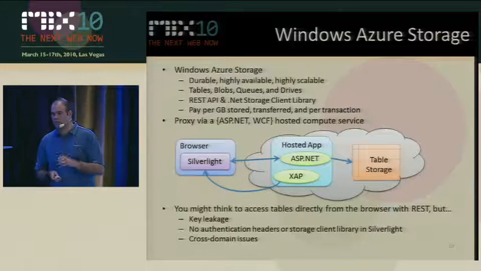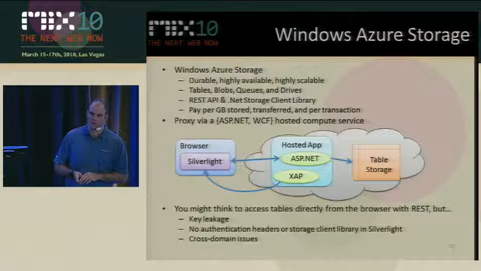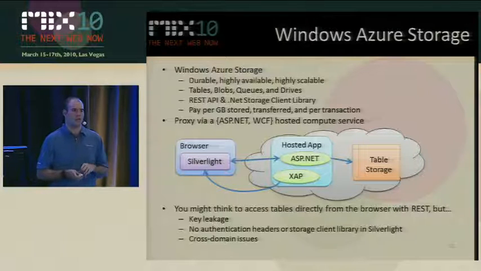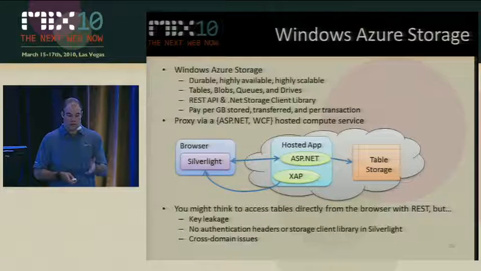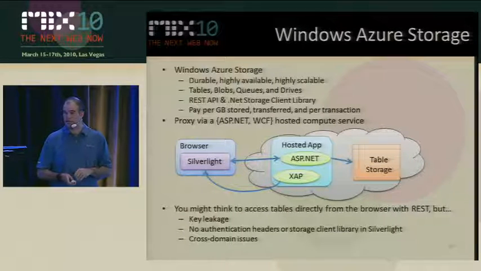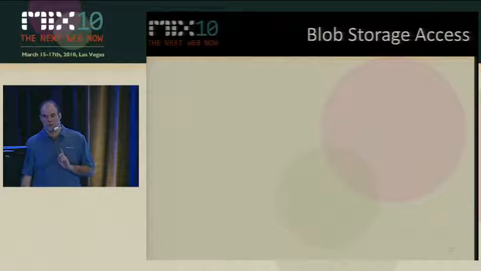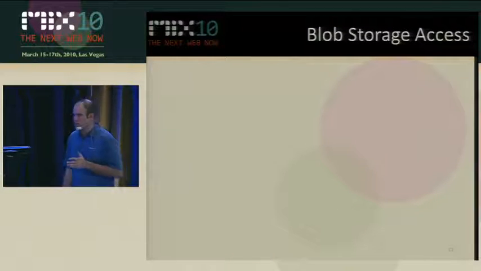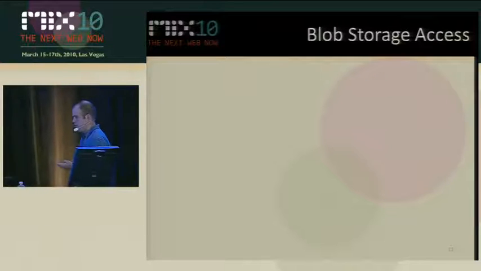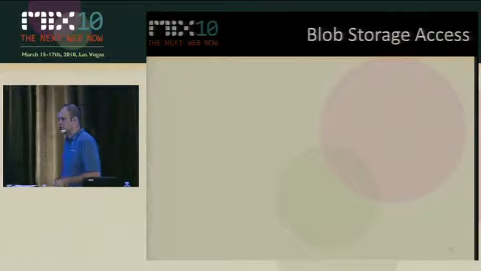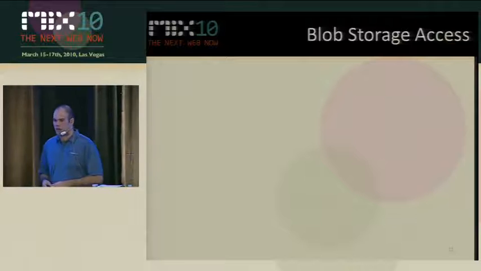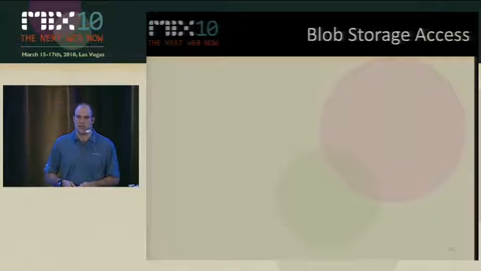And even if you were to do that, you'd still have to deal with some cross-domain issues and some authentication headers that are not able to be set from Silverlight. So instead, you just follow the same pattern that you'd expect. But this idea of offloading direct access to storage on the client side is a very good idea when it comes to blobs. And blobs are a little bit different from tables. A lot of the times people will put images for their websites into blobs, or movies or music, and it would be inefficient for your service to proxy access to those blobs.